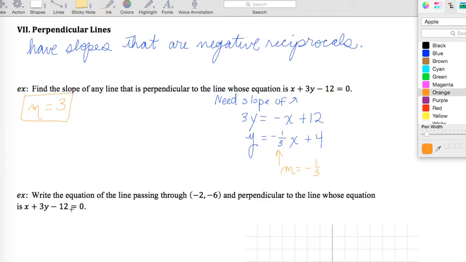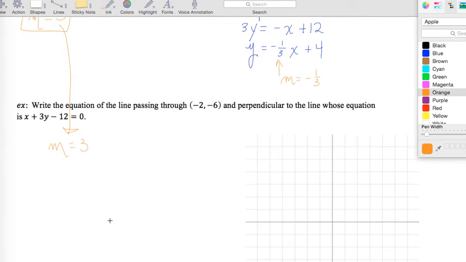Now this is the same equation right here, x plus 3y minus 12 equals 0. So let's write the equation of the line passing through (-2, -6) that's perpendicular to this line. So we already know that our slope is 3. It's the same line. And it goes through the point (-2, -6). So it would be y minus -6 equals the slope 3 times x minus -2.